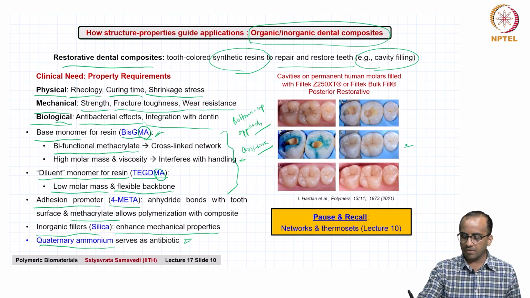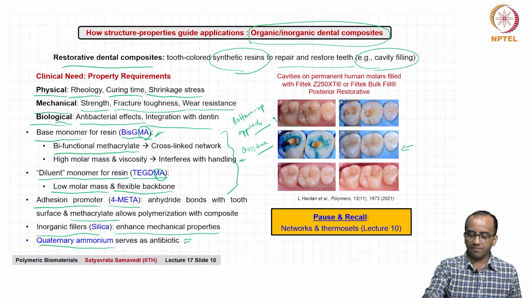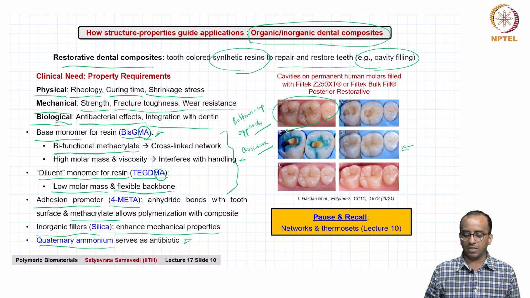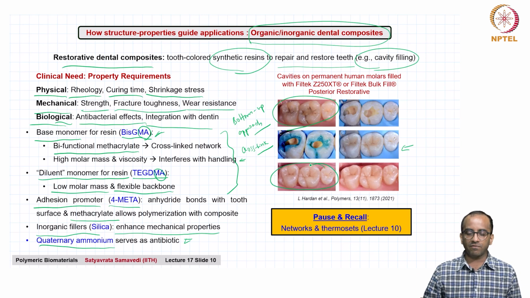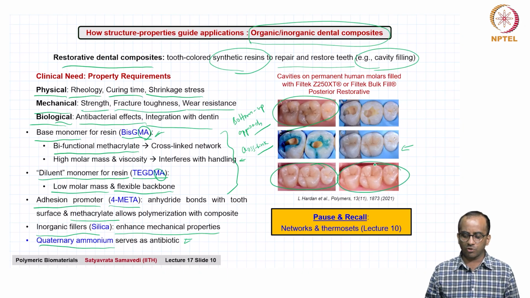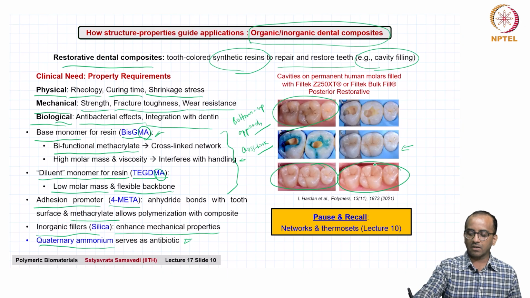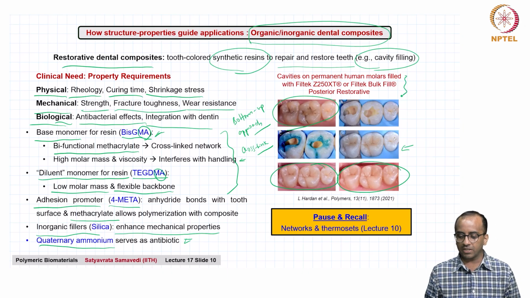As shown in an example here, picture A shows the cavities prior to application, and what you see here is right after finishing and polishing, and this is after 1 year of follow-up, and you see almost no changes. These are commercially available restoratives, with the names given here, used for cavities on permanent human molars.